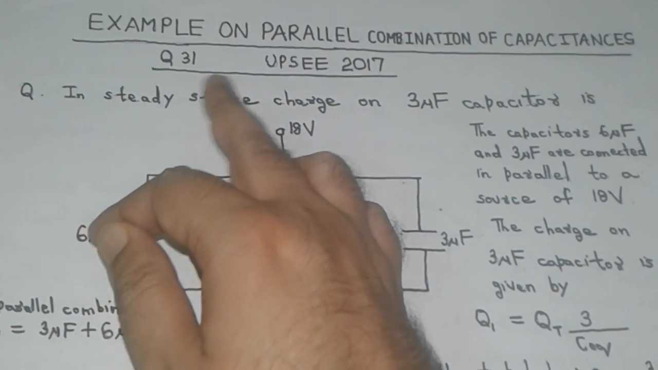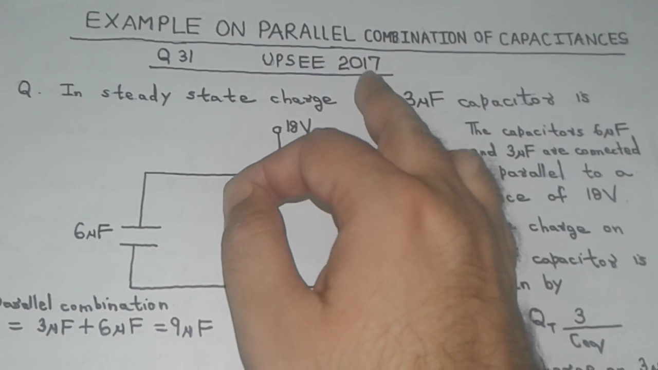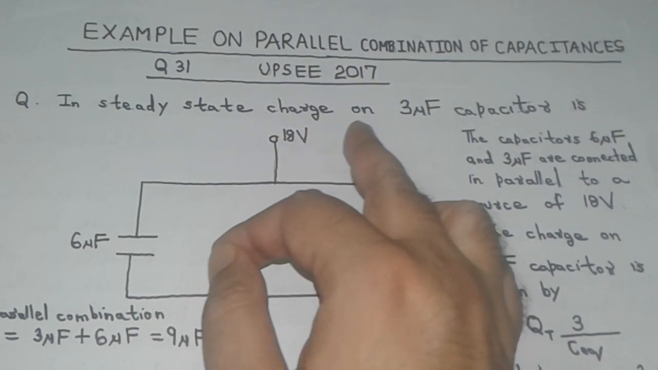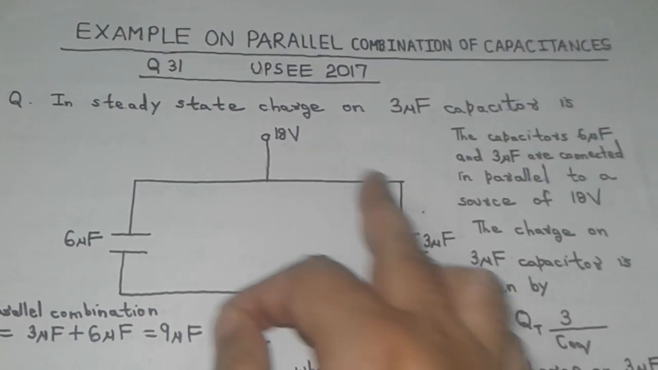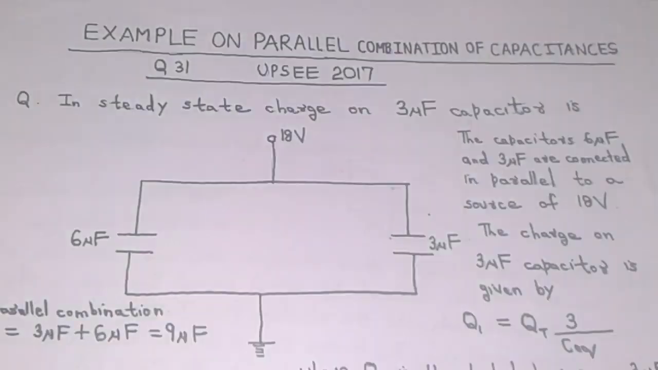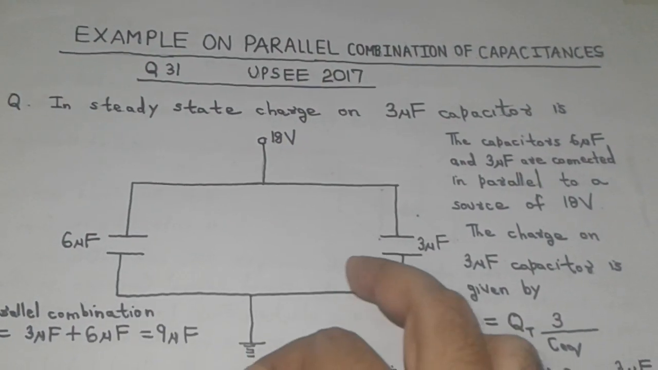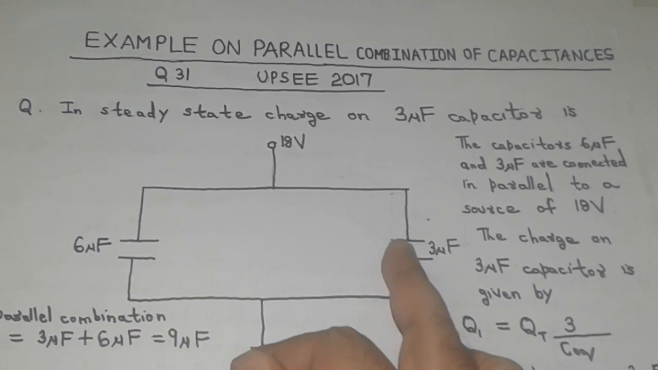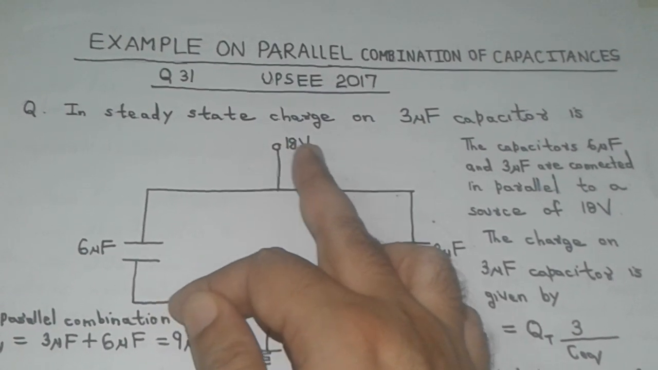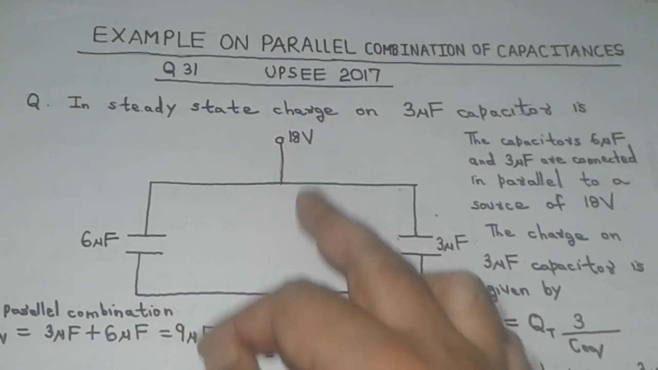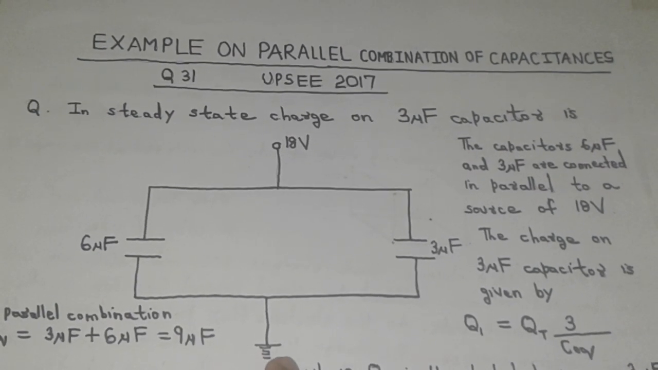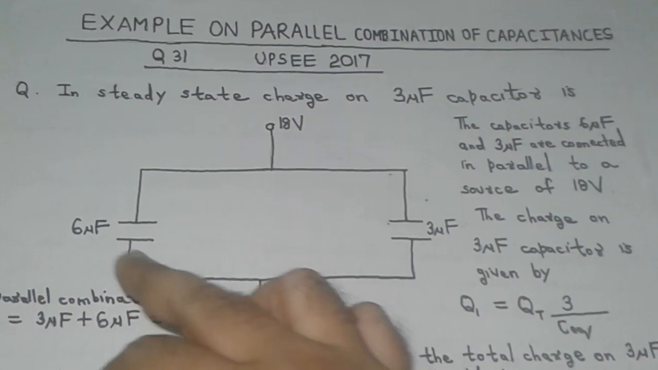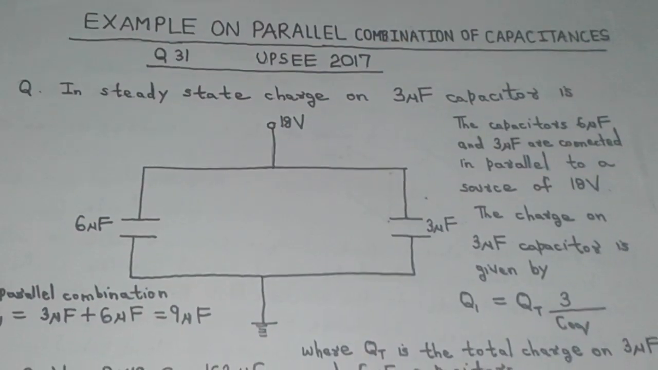This is question number 31 asked in UPSEE examination 2017. In steady state, charge on 3 microfarad capacitor is, in the following figure. So in this question, we are provided two capacitors which are connected in parallel across a potential source of potential 18 volt. Because this end is earth, the potential at this end is 0 volt. So the potential across the entire circuit is 18 volt.